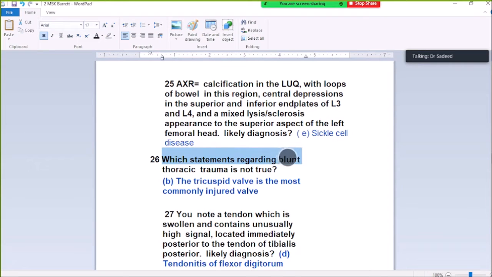Which statement regarding blunt thoracic trauma is not true? The tricep wall is the most commonly injured wall, and in blunt thoracic trauma it is not true that the tricep wall is the most commonly injured wall.